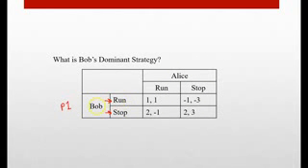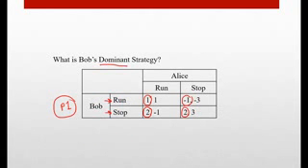So Bob, if he chooses to run, his payoffs will either be 1 if Alice chooses to run, or -1 if Alice chooses to stop, and 2 if Alice chooses to run, and 2 if Alice chooses to stop. So now these are Bob's payoffs, right? The first number is always player one's payoffs. Now we're trying to figure out the dominant strategy. So should Bob always choose to run, or should he always choose to stop? That's the question that we are asking. So how do we decide?